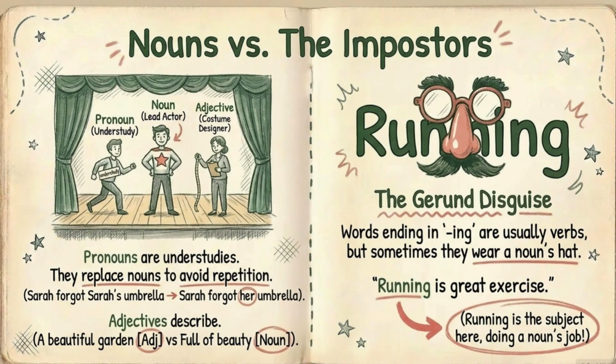Nouns versus the imposters. Some words disguise themselves as nouns. Pronouns are understudies. They replace a noun to avoid repeating it. So, "forgot Sarah's umbrella" becomes "forgot her umbrella." Adjectives describe nouns rather than being one: a beautiful garden versus full of beauty. And words ending in -ing are usually verbs, but sometimes wear a noun's hat. In "Running is great exercise," running is the subject, doing a noun's job.